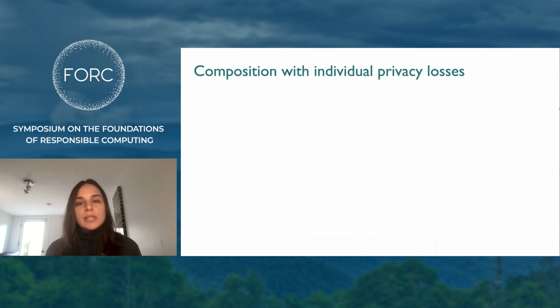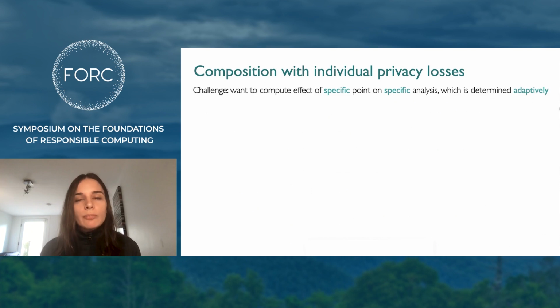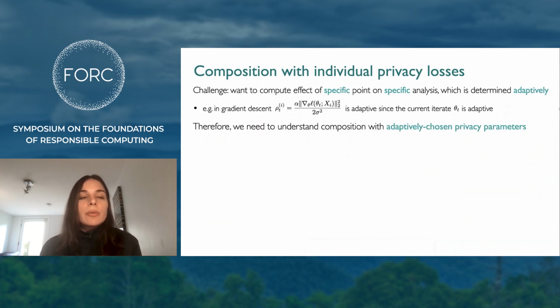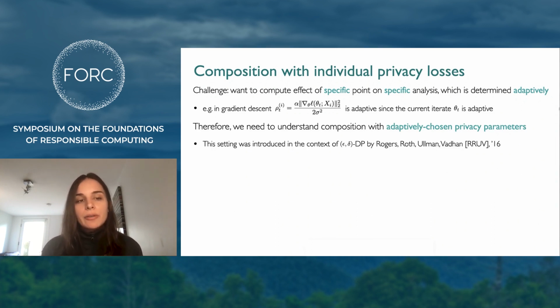Okay, so now how do we do composition with these individual privacy losses? Well, the challenge is that we want to compute the effect of a specific data point on a specific analysis, but the specific analysis in adaptive composition is determined adaptively. In the example that I just gave in gradient descent, the individual privacy loss depends on theta_t, which is the current optimization iterate, but this current iterate is adaptively determined in the process of optimization. Therefore, we need to understand composition with adaptively chosen privacy parameters in general.